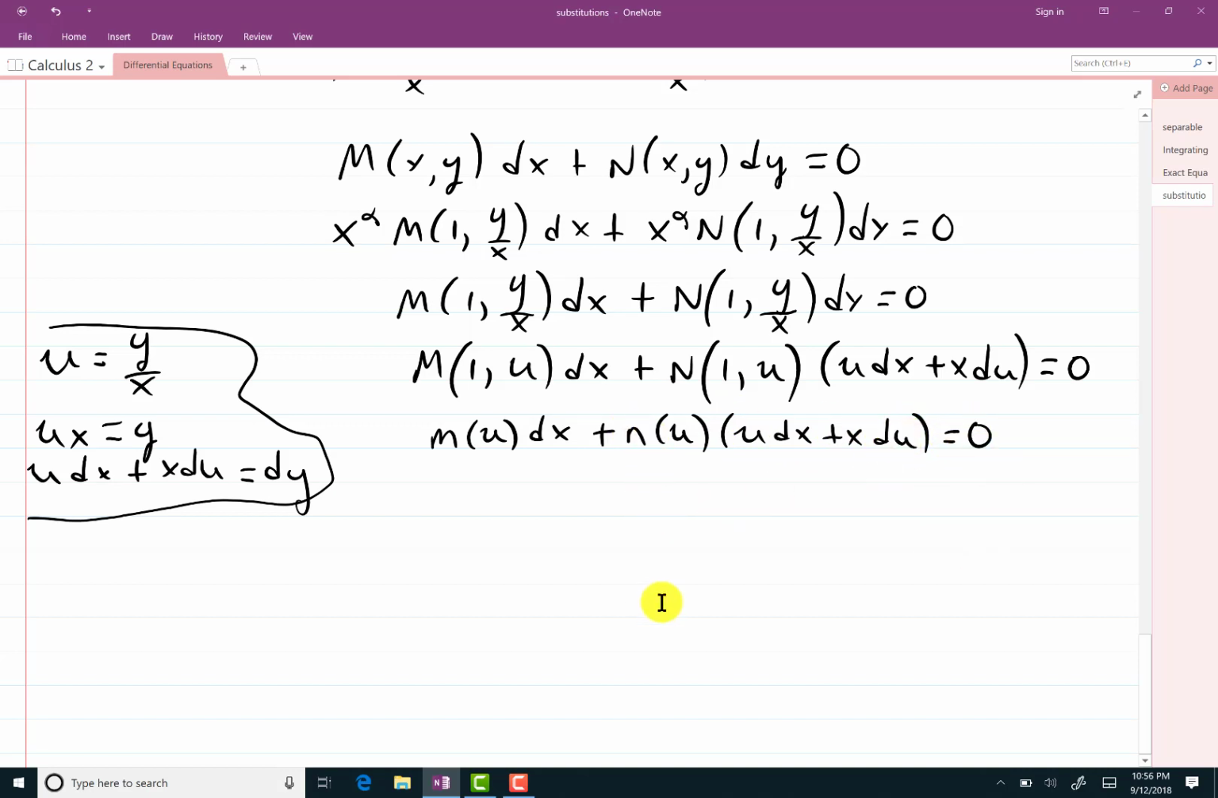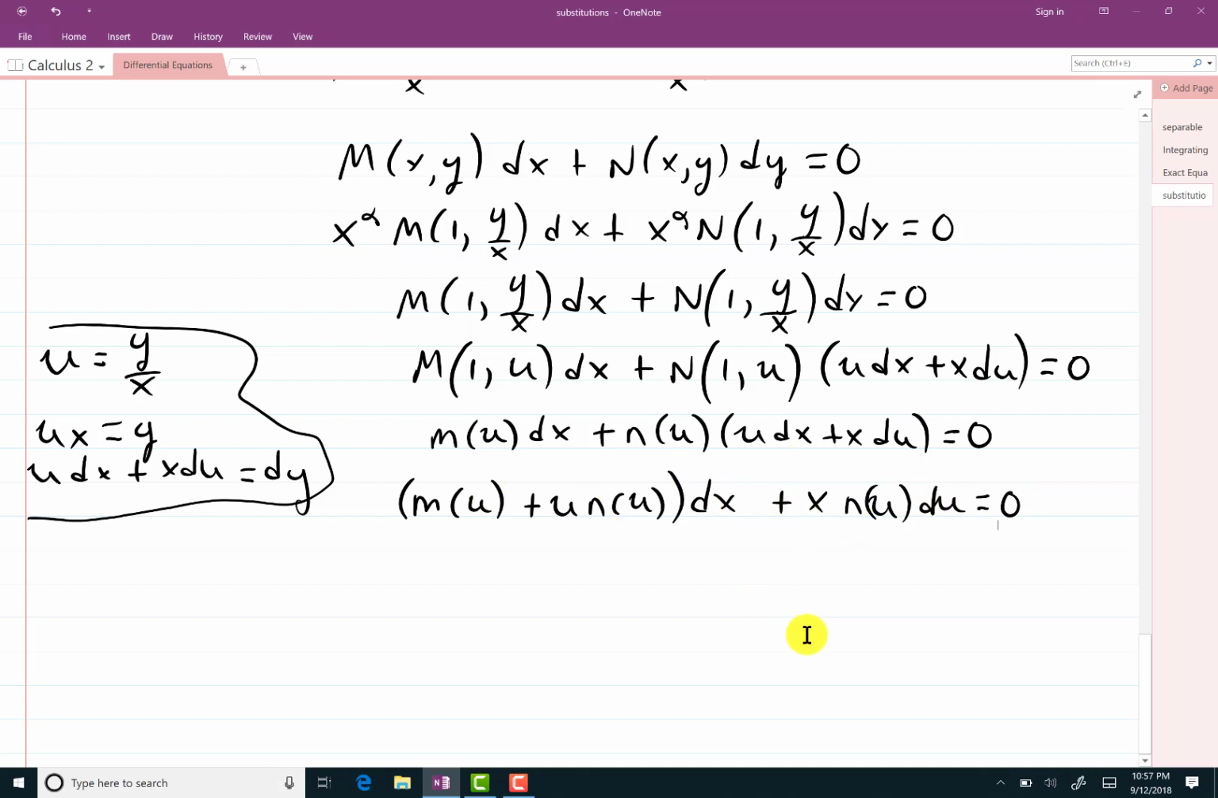I'm going to multiply this n of u through. I'll get m of u dx. Now, when you multiply it through, I'm going to get an n of u times u dx, or u n of u dx. But then I'm going to get n of u times x, or x n of u du equals 0.